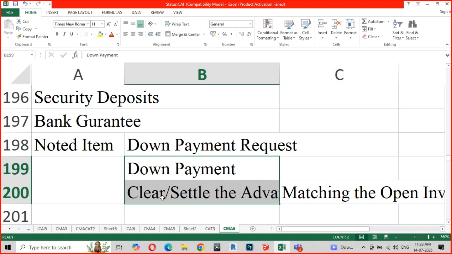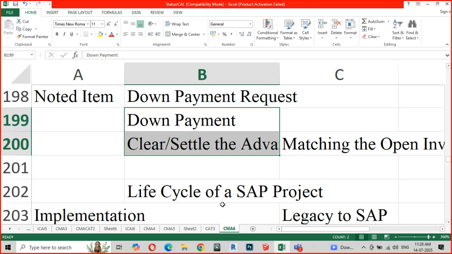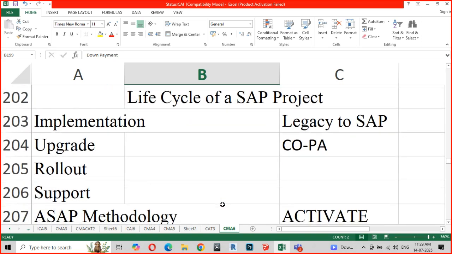Whatever I receive from the customer, I make the system understand that it is for this particular sale transaction that I am connecting this advance. So this was about the concept of the down payment. After which we touched upon a very generic subject in the second half of our discussion.